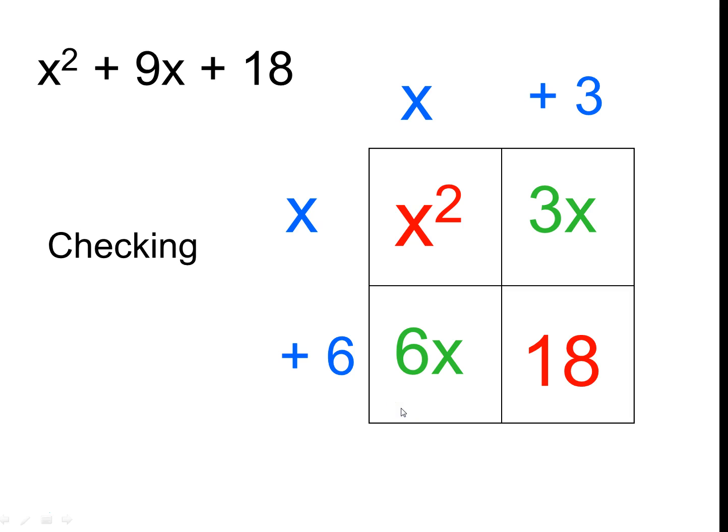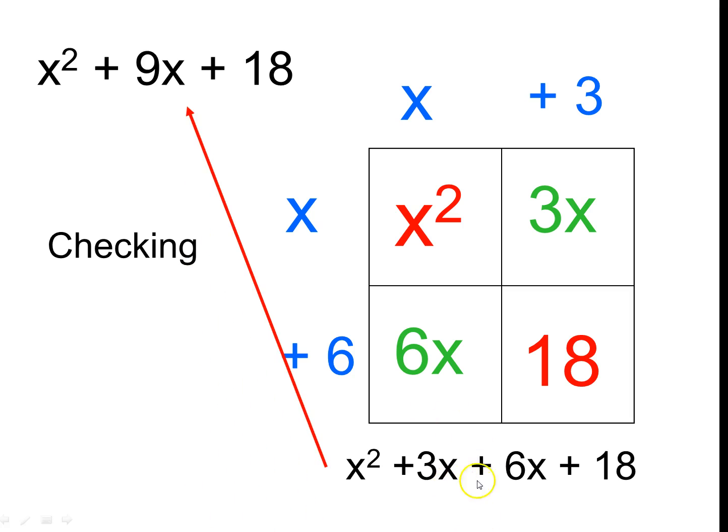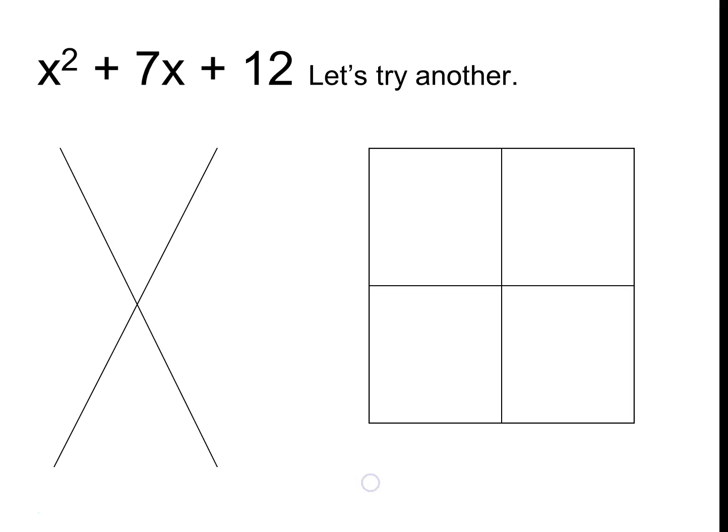18. And when we were multiplying, what did we do? We added up all the boxes. So did we get the right answer? Is this the same as this? Yes. 3x plus 6x is 9x. So what we're doing is we're taking the multiplication and we're doing it backwards and we're making factors. And what are factors? Stuff to multiply. Factors are things that you multiply. So we are going backwards.